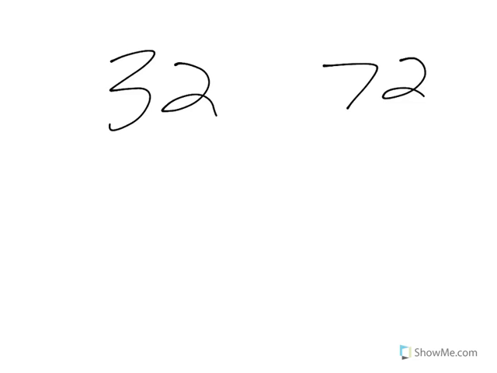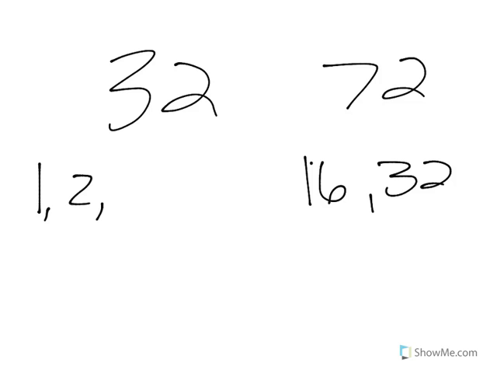This is number 2 from the book. It's 32 and 72. So I'm just going to start with 32. 1, 32, let's see, 2 and 16. 3 doesn't go into it. Let's see, 4 and 8. And that's it, right? Yep.